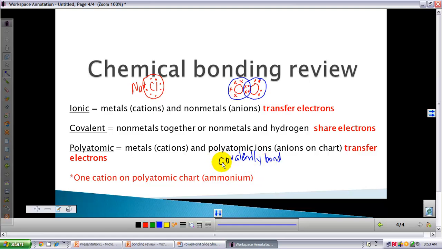So the polyatomic ions are covalently bonded themselves, but then they bond with a metal. So the bond between the metal and the polyatomic is an ionic type bond. There's actually a transfer of electrons. So it's sort of a combination of both. Just want to point out there is one cation on the polyatomic chart, ammonium, and so he can be in the metal position with that bond.